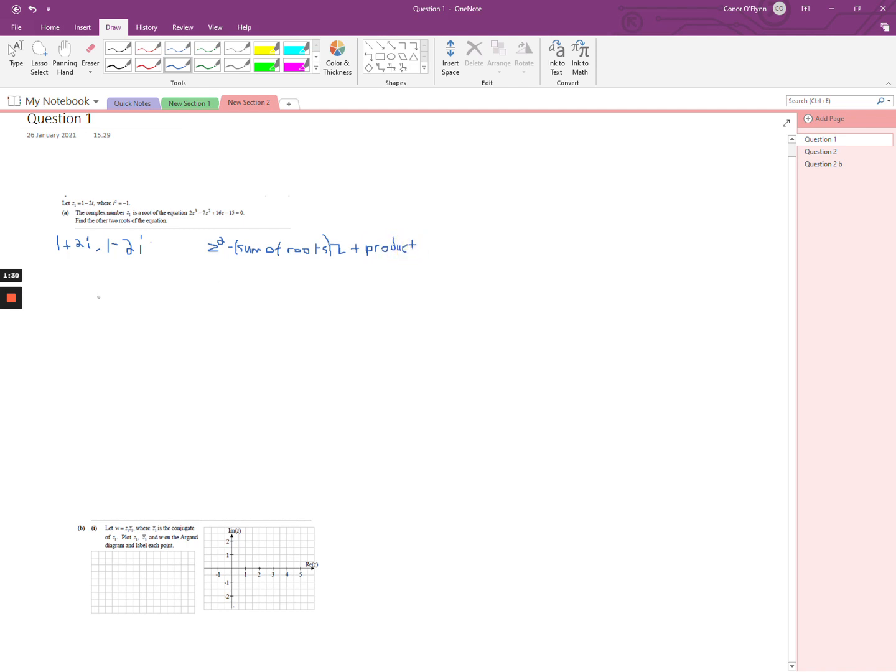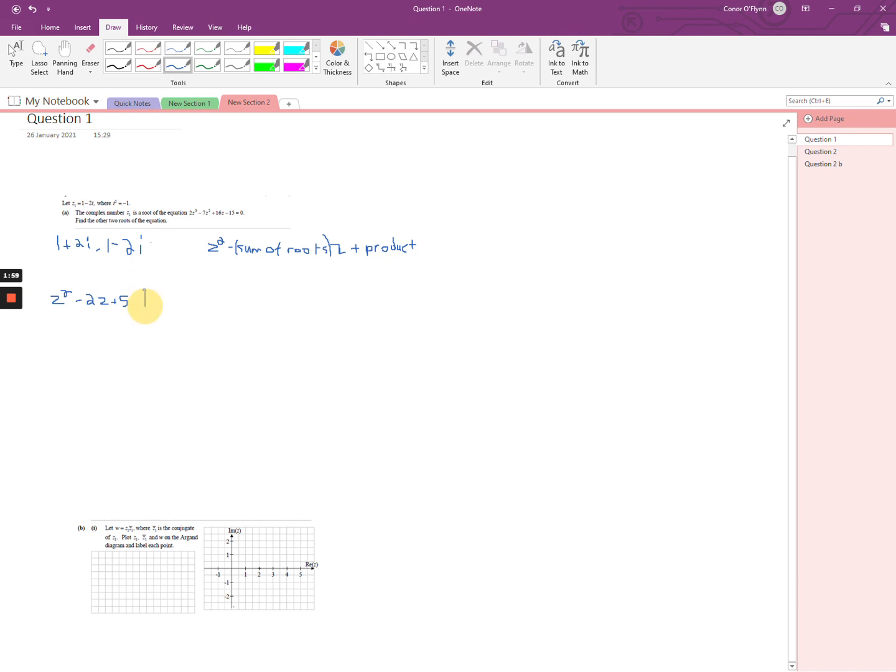So in our case, we have z squared, that's fine. The sum of the roots, if I add them, I just get 2, so it's minus 2z. And the product of the roots, if I multiply them: the quick way to multiply a complex number by its conjugate is to square both parts and add, so that becomes 5. So that's the quadratic I got from 1 plus 2i, 1 minus 2i.